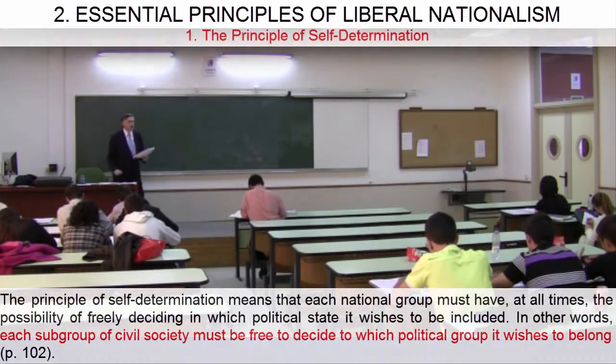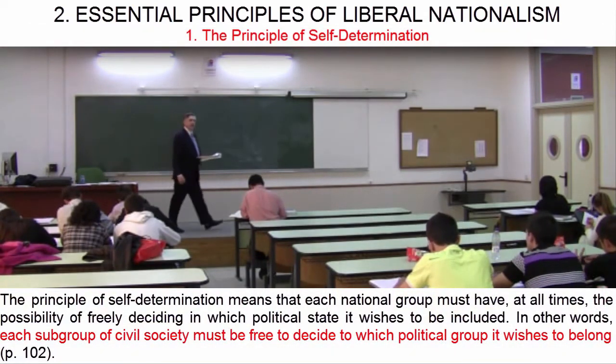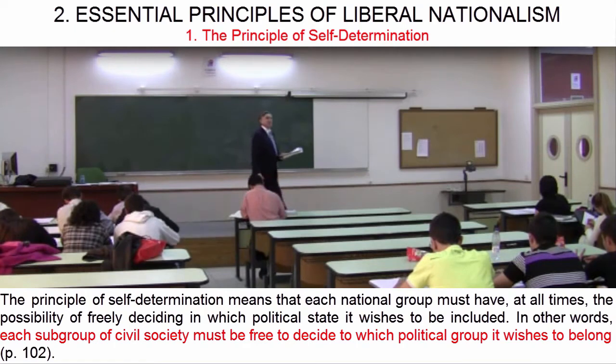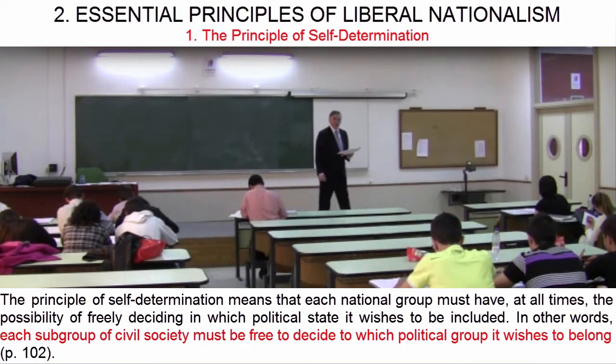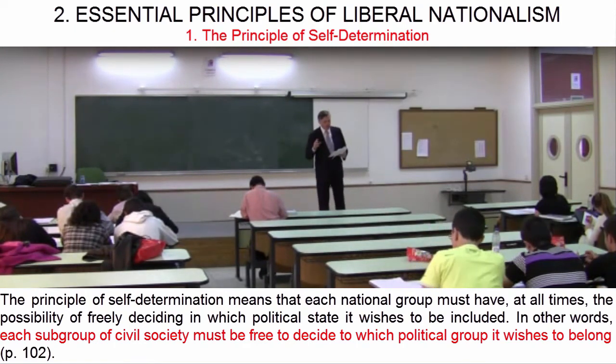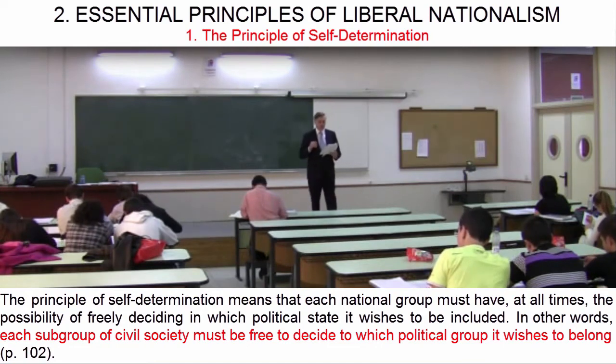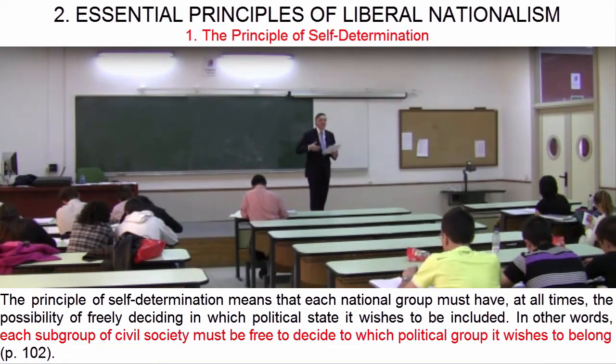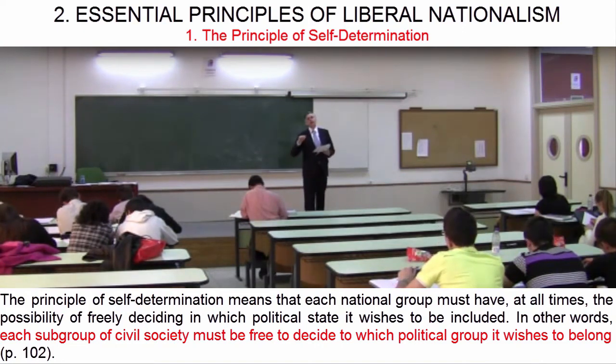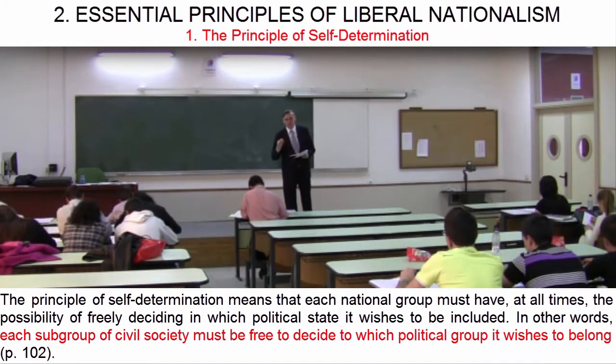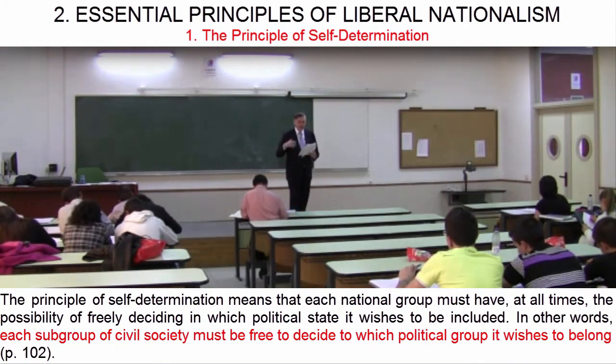What does the principle of self-determination refer to? According to this principle, each national group must at all times have the possibility of freely deciding which political state it wishes or does not wish to be part of. Or to put it more accurately from a scientific standpoint, each subset of civil society must have the liberty to decide which political group it wishes or does not wish to belong to. And here our concept of nation yields various possibilities.